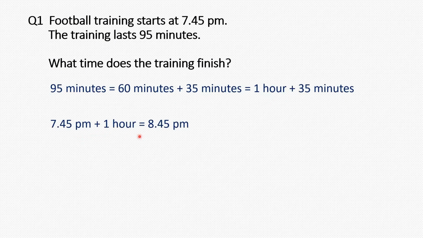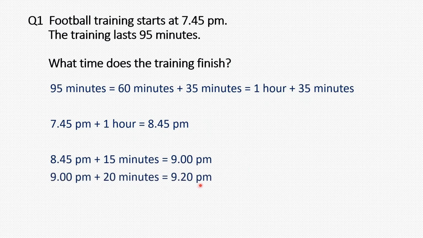Then we can go back to our starting time. 7:45 p.m. add 1 hour first gives us 8:45 p.m. And then for the 35 minutes, I'm going to separate that again. It's easier to look at it as 8:45 p.m. plus 15 minutes first to take us to 9 p.m., and then add the additional 20 minutes, giving us 9:20 p.m. So 15 minutes and 20 minutes make up our 35 minutes. Or if you're good with your analog, then you can just do 8:45 p.m. plus 35 minutes equals 9:20 p.m. So that's our final answer for question 1.